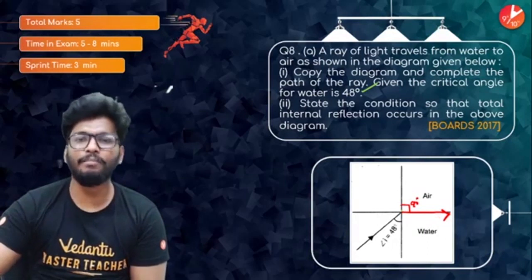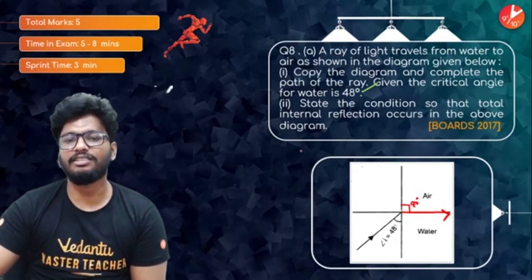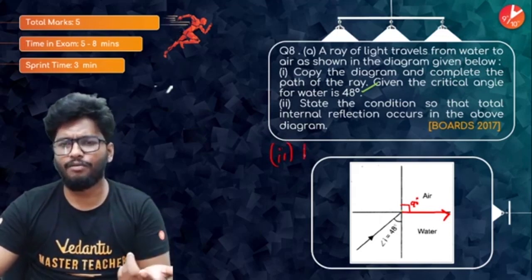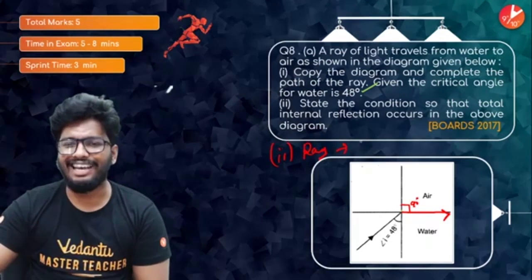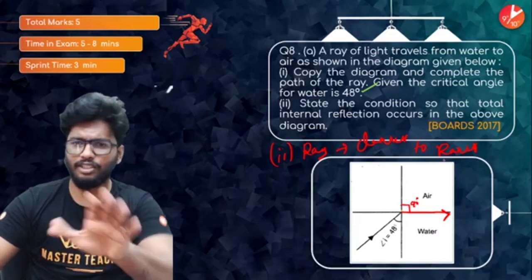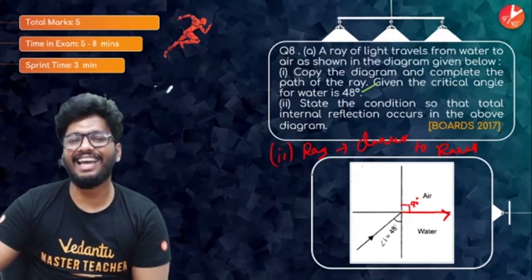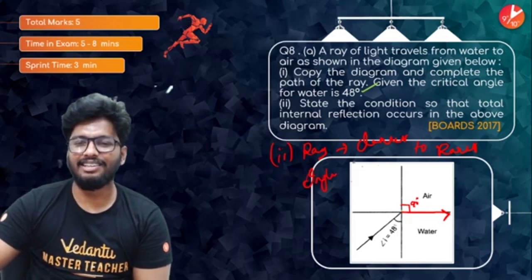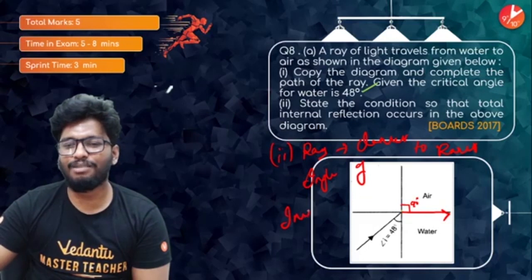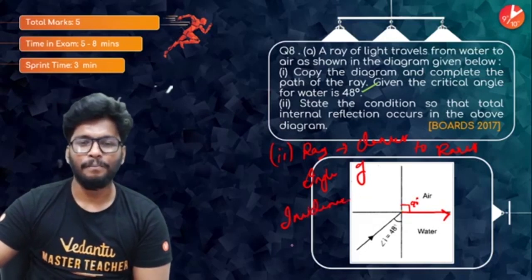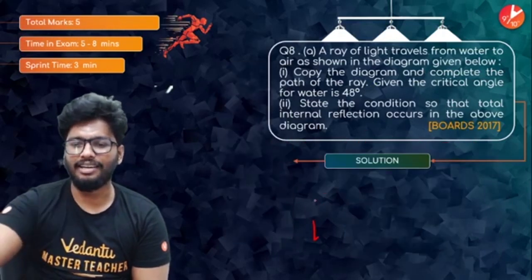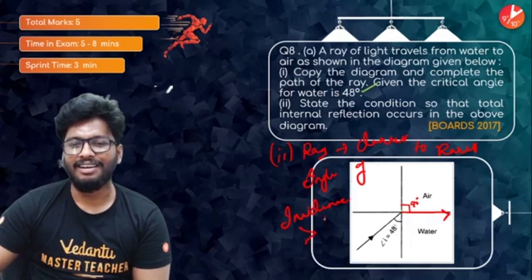Now to answer the second part of the question, state the conditions so that total internal reflection occurs in the above diagram. So what are the conditions? First condition is that the ray of light should go from denser medium into rarer medium, denser to rarer medium. This is the first condition, which is already satisfied. The second condition is that the angle of incidence should be greater than the critical angle.